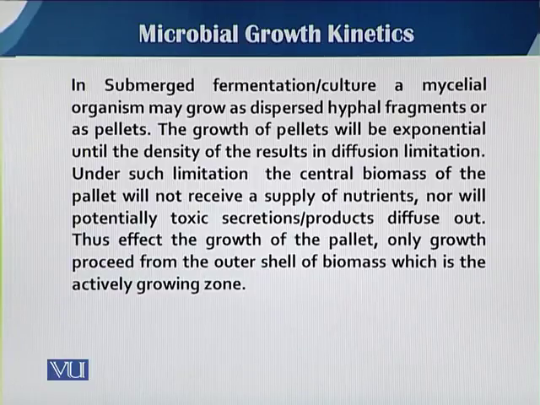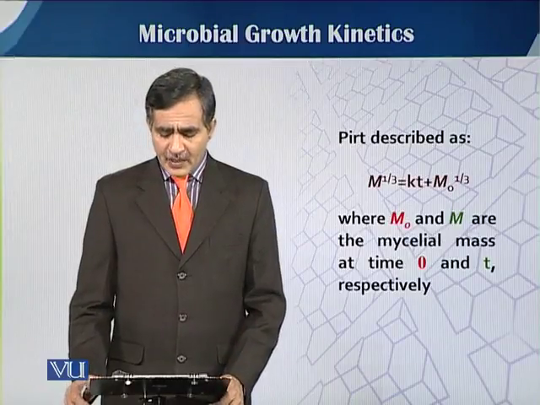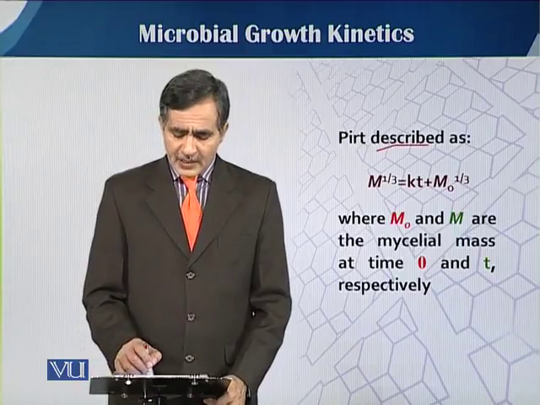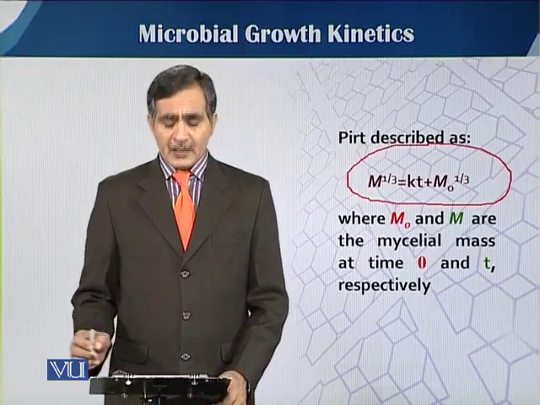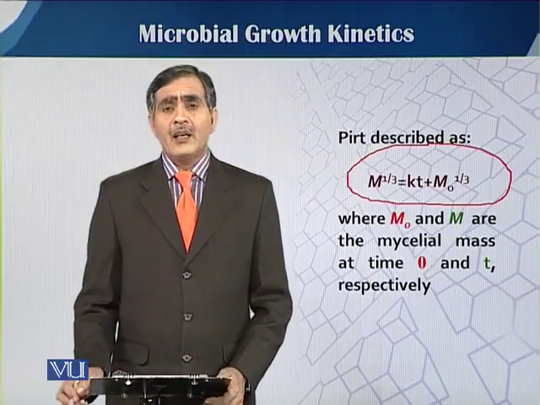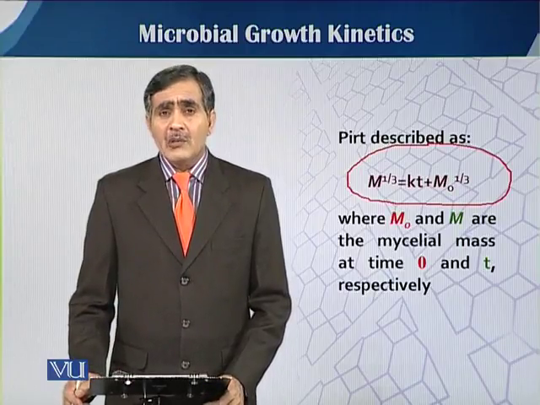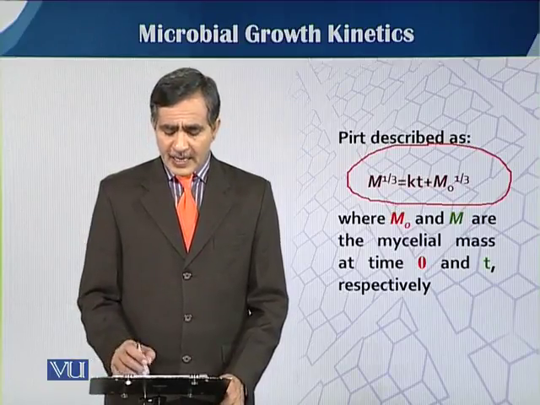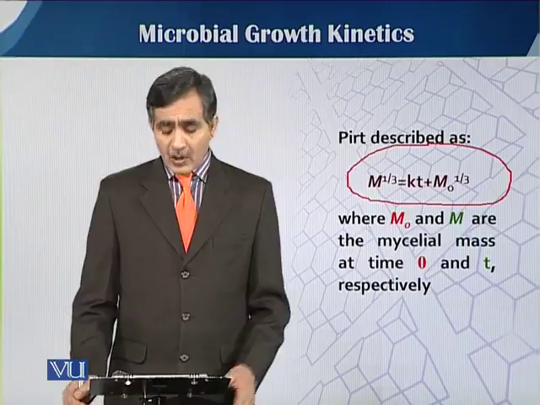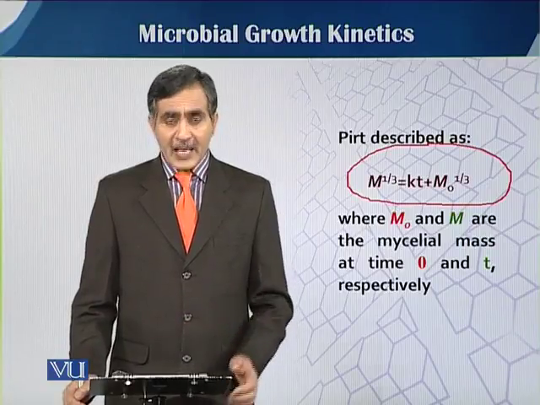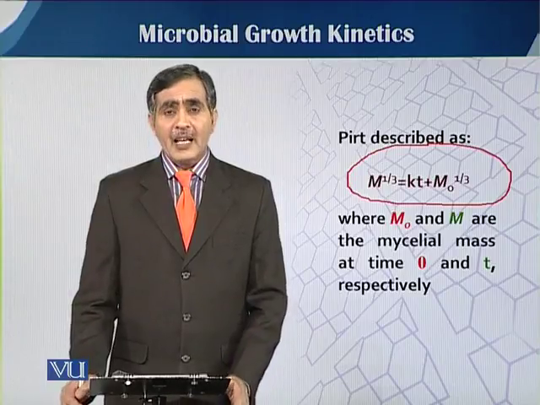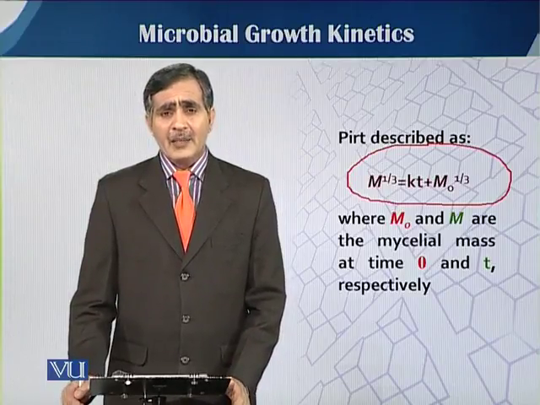So in this case, we use another equation derived by Pirt, which gives the solution. Here you can see an equation that is a transform of the previous equation, ln xt equals ln x naught plus mu t. But here M naught is the mycelial mass at time zero, and Mt is the mycelial mass at time t.